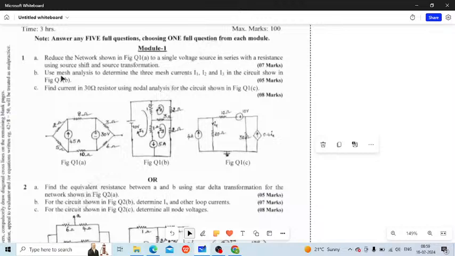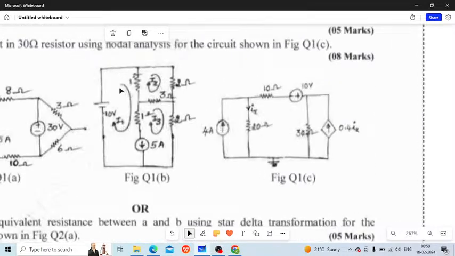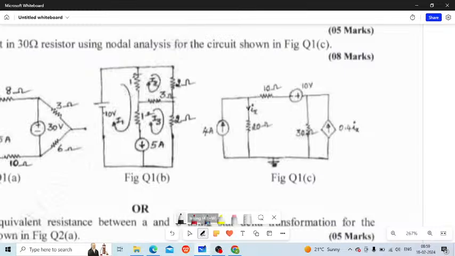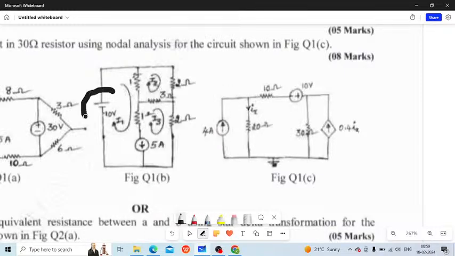So now question number 1b is as follows: use mesh analysis to determine the three mesh currents, I1, I2 and I3, in the circuit shown in the figure. If I maximize question 1b, I hope you can see the diagram. Here you can see that 10 volt is given for us, and here 5 ampere is given for us.